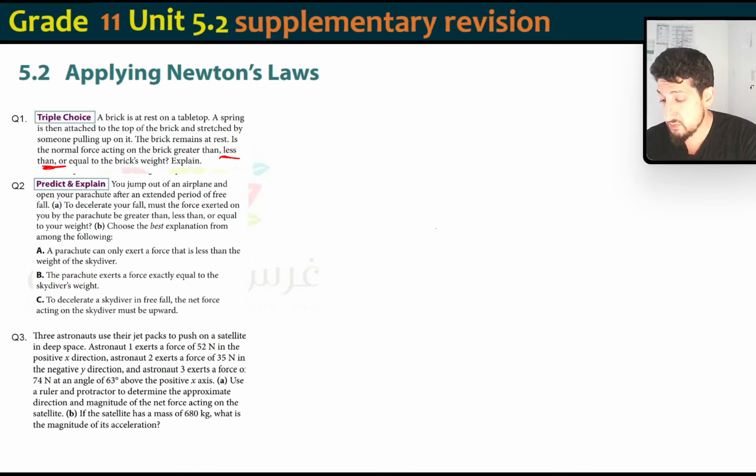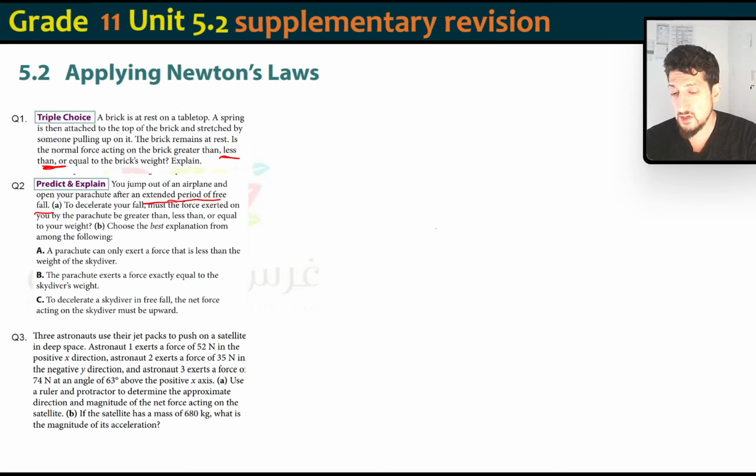So as I said, a parachutist jumps out of a plane, and they're in free fall for a while. Why did they say they're in an extended period of free fall? That's to say that they have reached terminal velocity. They're not accelerating anymore. They're not changing velocity. So to decelerate your fall, must the force exerted by you in the parachute be greater than, less than, or equal to your weight? Okay, so that's a tricky one.